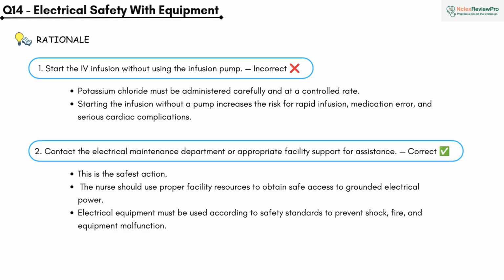Option 2 says, contact the electrical maintenance department or appropriate facility support for assistance. This is correct. This action uses the proper facility resource to solve an electrical safety problem. Medical equipment must be powered safely to prevent shock, fire, overload, or equipment malfunction.